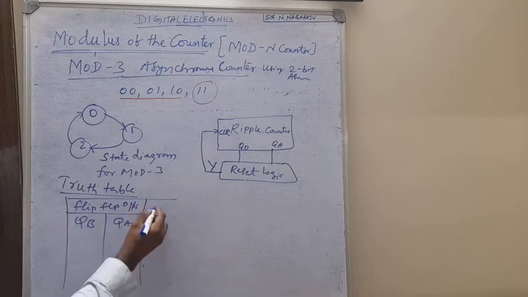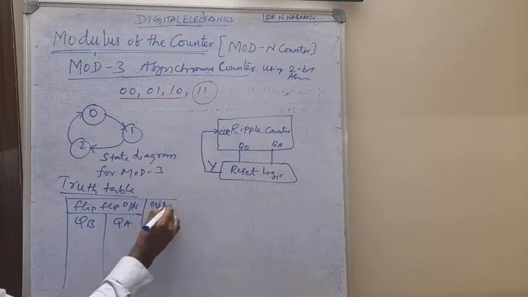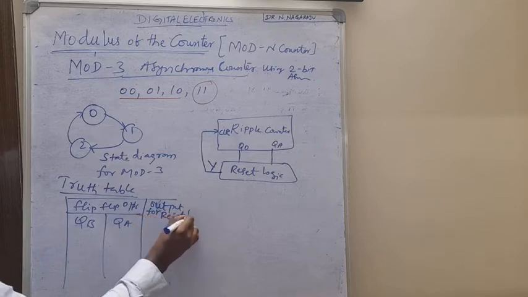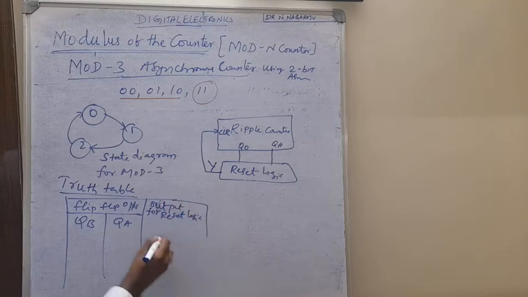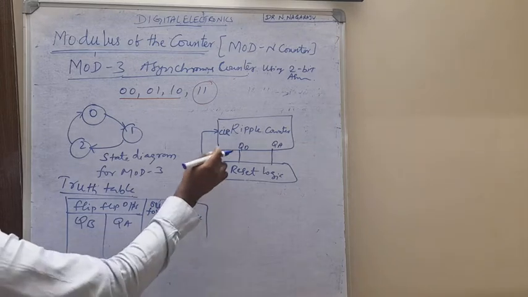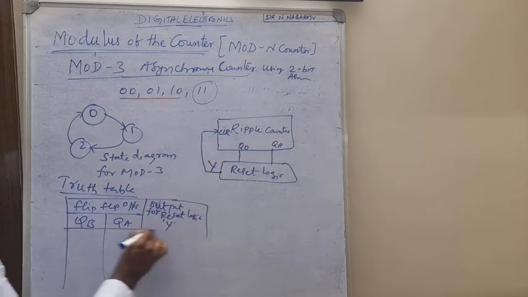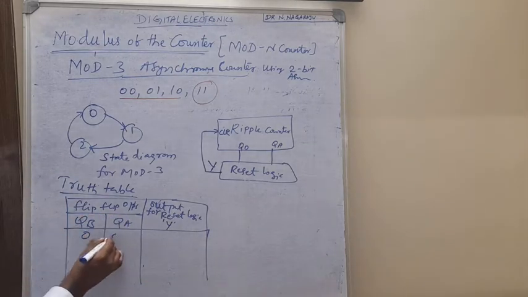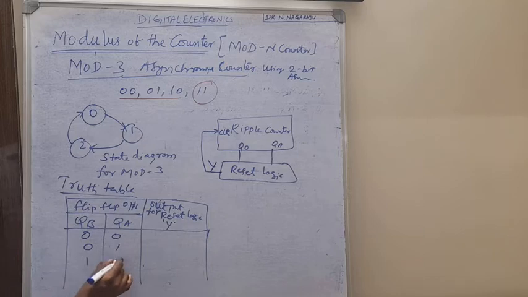And here output, reset logic. Okay, so the output for reset logic is what? Y. I am going to assume this is y. Okay, so now here 4 states are there: 0 0, 0 1, 1 0, 1 1.